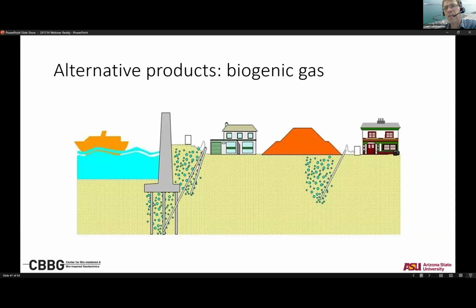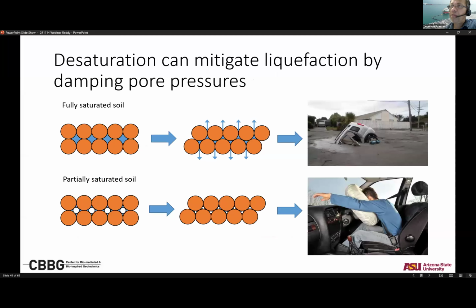Actually, the same reaction also generated the nitrogen gas. So if we introduce nitrogen gas in the ground, we could use that to mitigate liquefaction. Here you see first a loosely packed, fully saturated soil. If you start to shake it, you get contraction, so you get pore pressure buildup, thereby liquefaction. The idea was, if we partially desaturate the soil, the shaking may still cause it to contract, but because the gas is compressible, it dampens the buildup of pore pressure and thereby mitigates liquefaction, like an airbag in a car. You're dampening the impact.